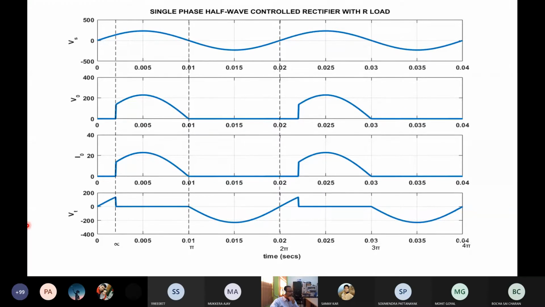Any questions? We'll assume that the holding current is 0, there is no reverse recovery current, and the switches are ideal, so the voltage drop is 0 when they are conducting. The current shape is the same as the voltage wave shape, because this is a resistive load, so the current and voltage are in the same phase.